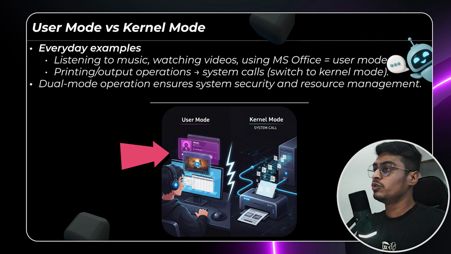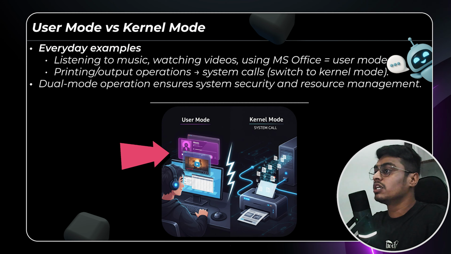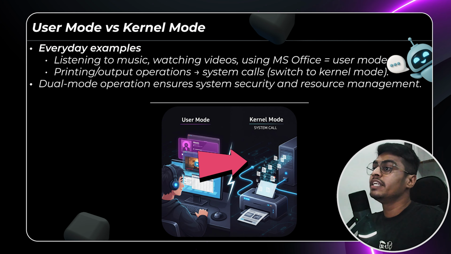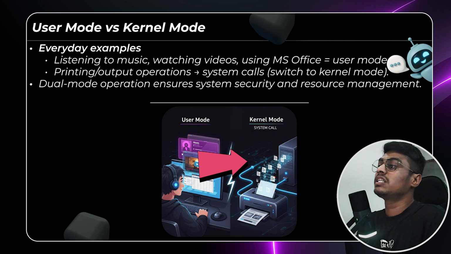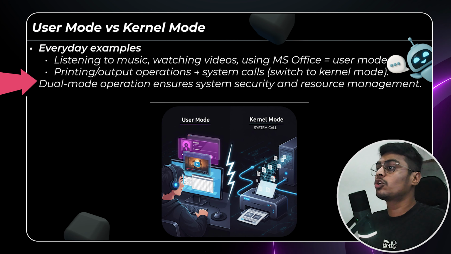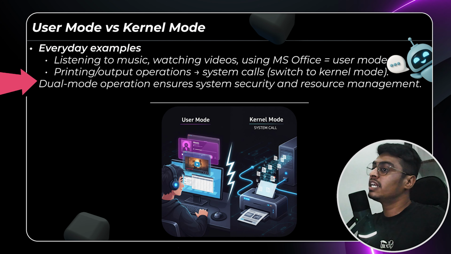Whether you are listening to music, watching videos, or using Microsoft Office, applications work in user mode by default. But when they need to print output on the monitor hardware, they use system calls like printf, switching to kernel mode. This dual mode operation is crucial for system security and resource management.